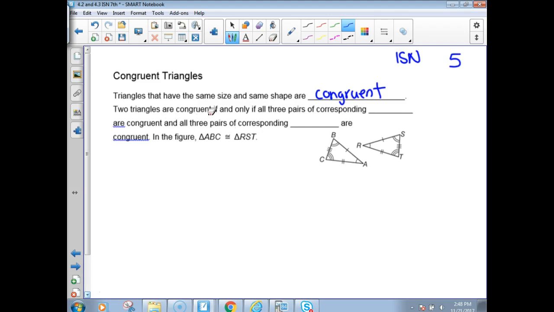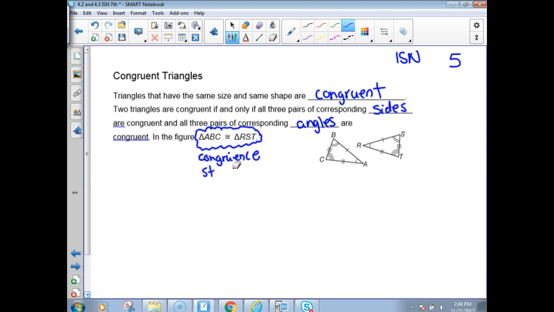Two triangles are congruent if and only if all three pairs of corresponding sides are congruent and all three pairs of corresponding angles are congruent. In this figure, this statement saying that triangle ABC is congruent to triangle RST is called a congruent statement.